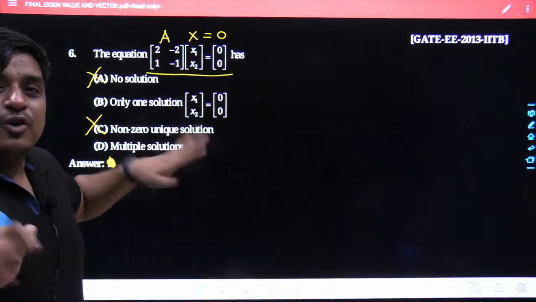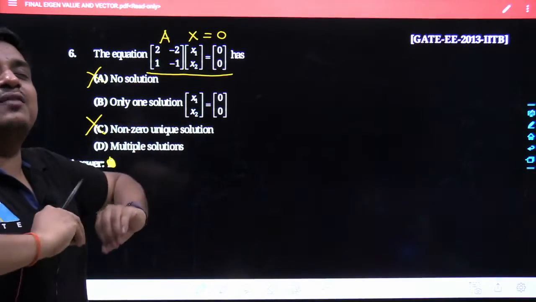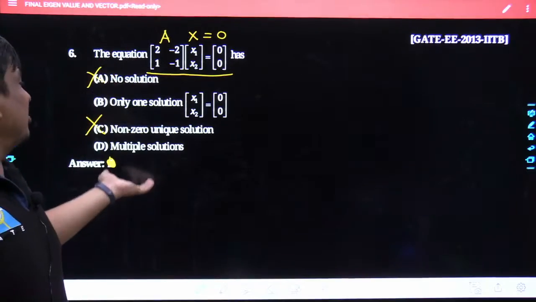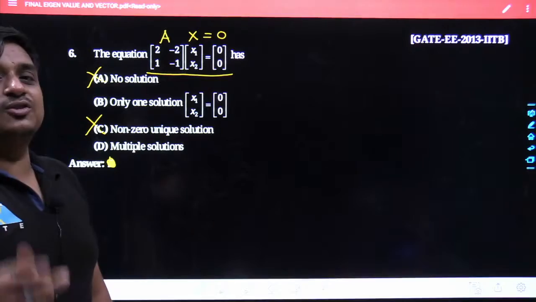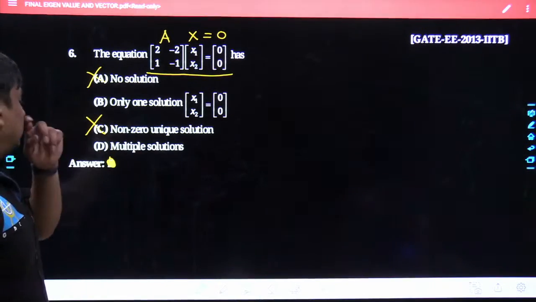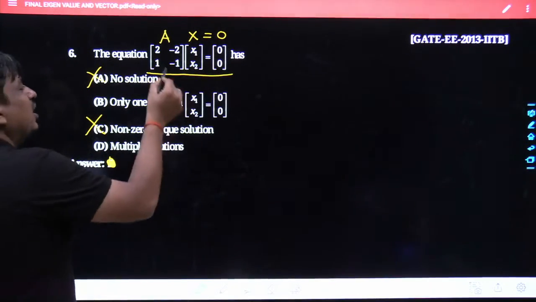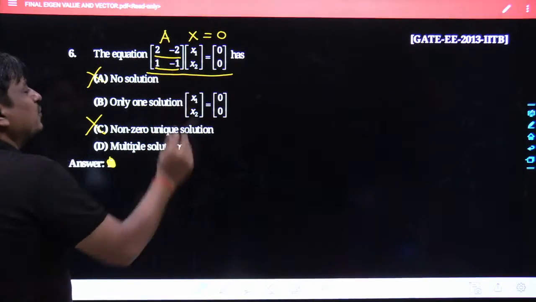Out of 4 options, definitely 2 options would never be true. So just by seeing the problem itself, you can eliminate the 2 options, because you will have either a unique solution as trivial solution or infinitely many solutions. Now, you just have to focus on how many informative equations you have got.